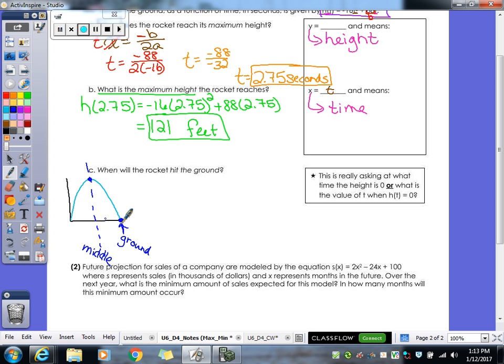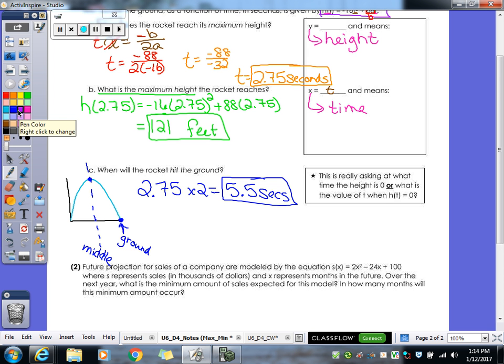So what do you think I could do with that number to get me to the ground? If this is the middle, I want to go over here to the ground. We just got to double it. So it took 2.75 seconds to get to the middle. Multiply it times 2. How long is it going to take for us to get to the ground? 5.5 seconds. That's the other nice thing about your axis of symmetry. It's always in the middle, so if you just double it, that's where you're going to find when it hits the ground again.